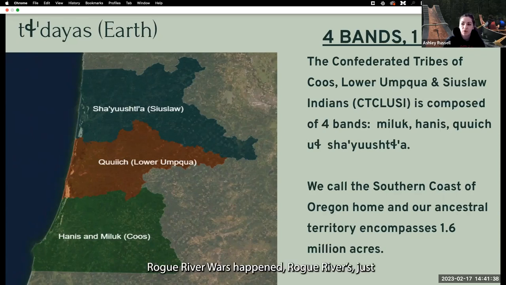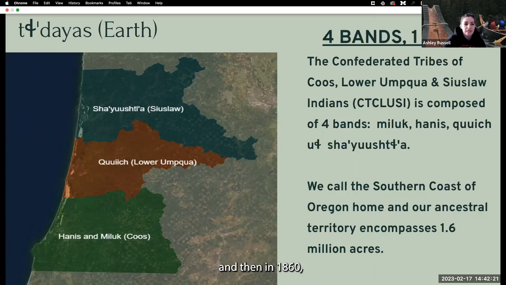And then a year later, the 1856 Rogue River Wars happened. Rogue River's just a little over 2 hours south of us. And the people here in Coos Bay were afraid that we were going to join the war with them. And so military personnel and local colonizers rounded us up at gunpoint and forced us up to a fort in the Umpqua territory called Fort Umpqua. It's on the Umpqua River near Reedsport. So we were there for a couple years.